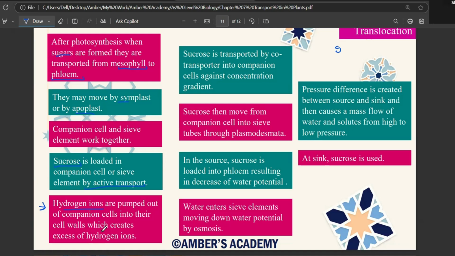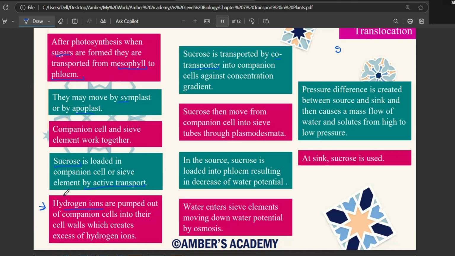It's done so that this concentration gradient could be built up. And when hydrogen ions are pumped out from the cell to the cell wall, it has created an excess of hydrogen ions in the extracellular compartment. And then sucrose is transported by a co-transporter into companion cells against the concentration gradient.